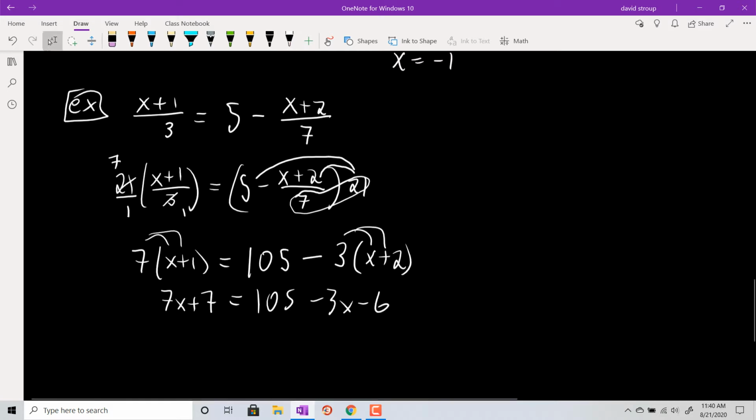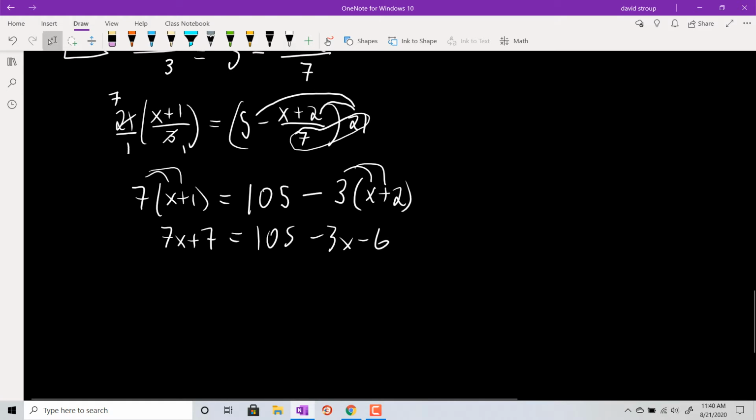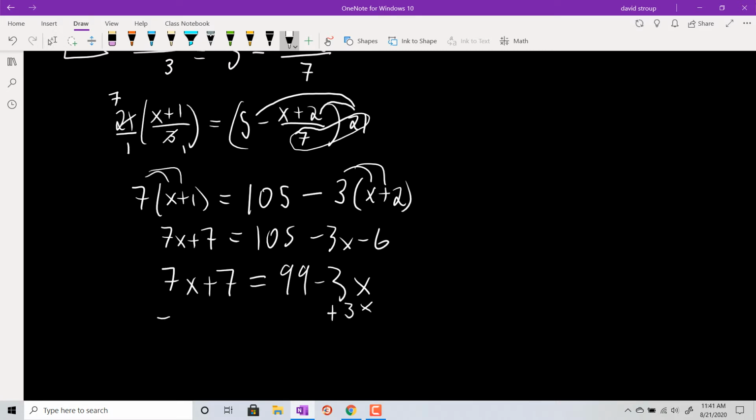And it's a lot like now the previous problem. Okay. I need to combine some like terms. So 105 minus 6 is 99. And now I'm going to collect all the variables on one side.